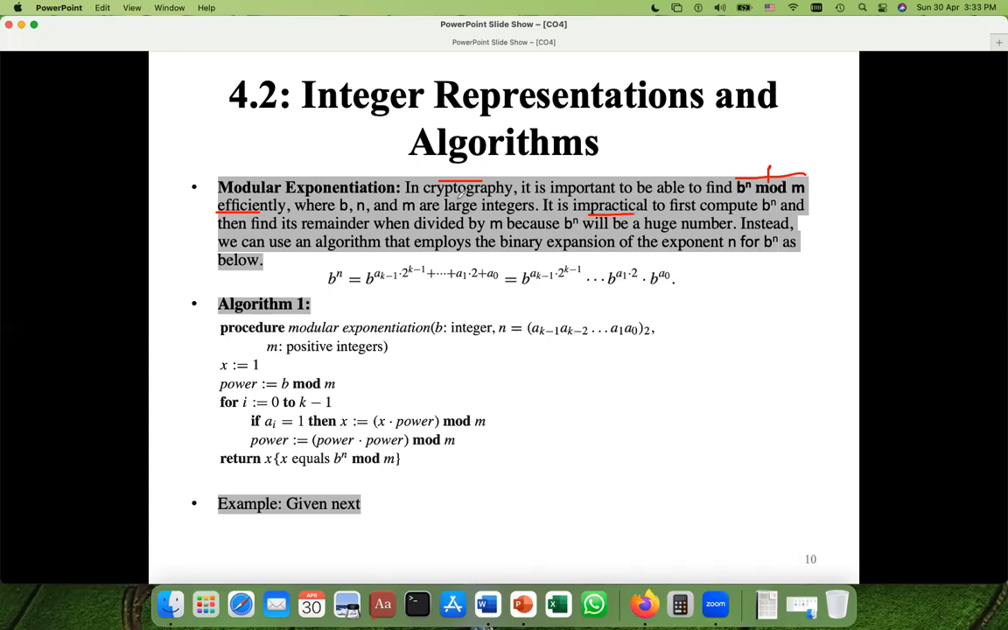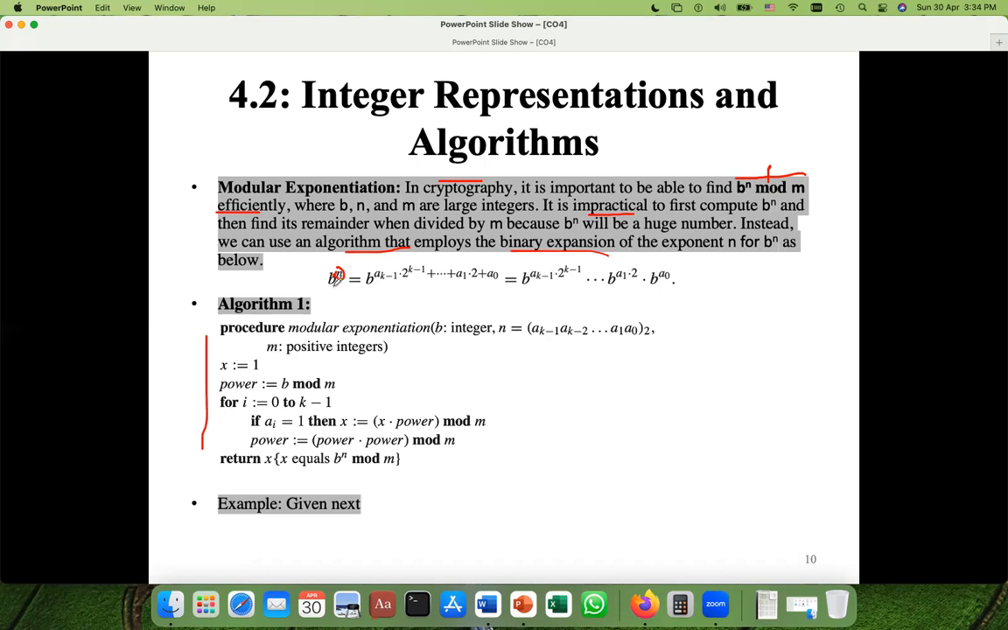So then we will use an algorithm which will convert this n into its binary expansion, and then it will do something according to the statements given in this algorithm.